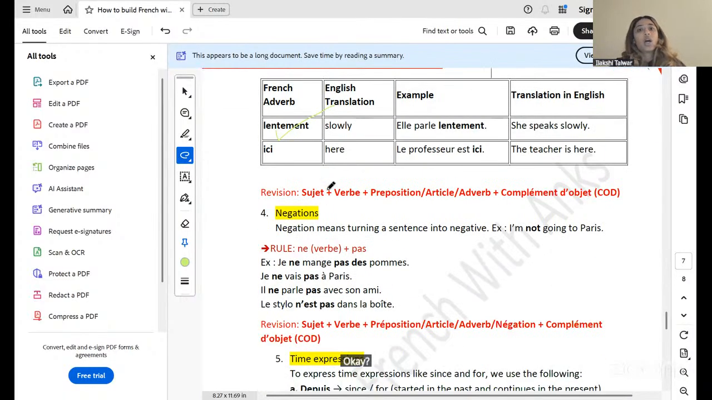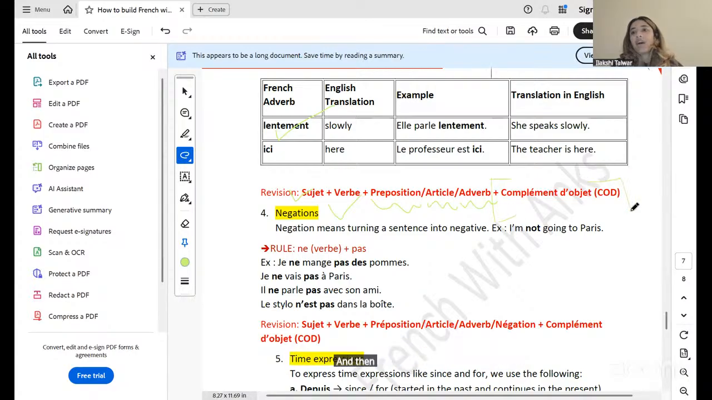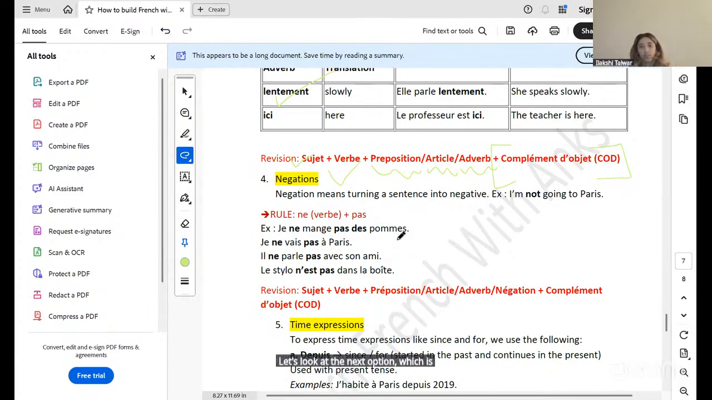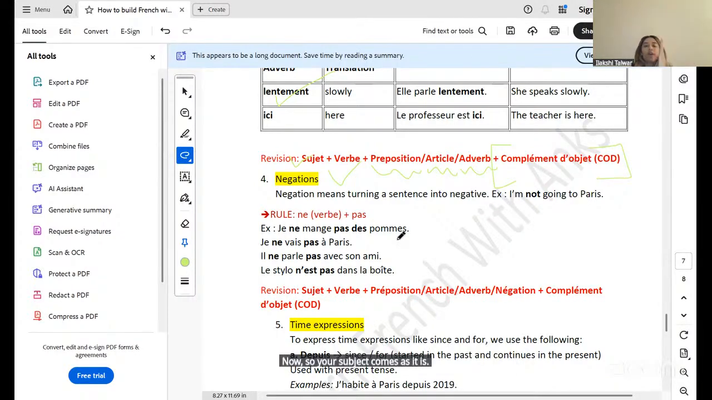All right. When we look at the subject, the verb, and then we figure that we can use prepositions, articles, adverbs, and then we can have our objet. So after our verb, we can have any of these possibilities. Let's look at the next option, which is our negation, which is your basic rule. Ne plus verb plus pas. Now, so your subject comes as it is, followed by a ne, followed by the verb, followed by pas.